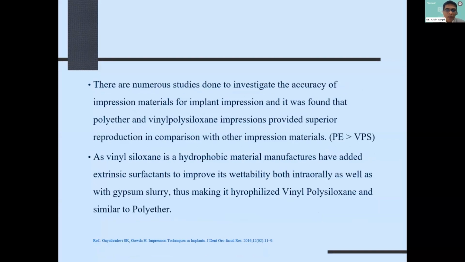There are numerous studies done to investigate the accuracy of impression materials. And it was found that polyether and vinyl polysiloxane, VPS, as we call it, provide superior reproduction compared to other impression materials.